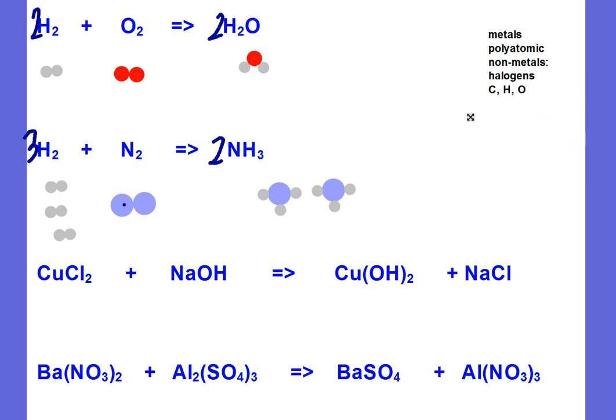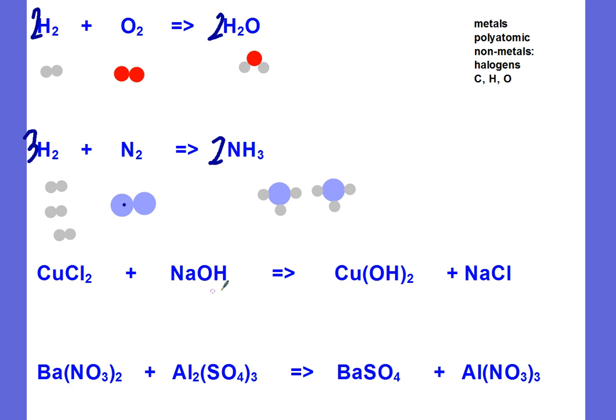I find that if you balance the metals first, then the polyatomic ions, then the nonmetals, and particularly the nonmetals, the halogens first, then carbon, hydrogen, oxygen. If you do things in that order, it seems to work out. So let's try and follow my advice for that one. So first of all, it says balance the metals. I'm going to look at copper first.